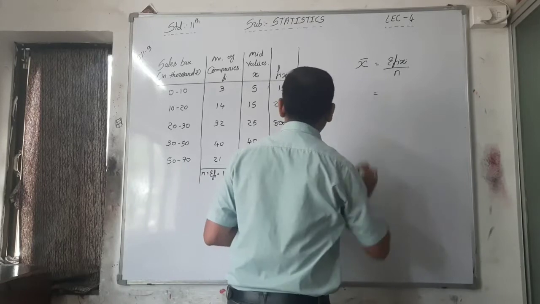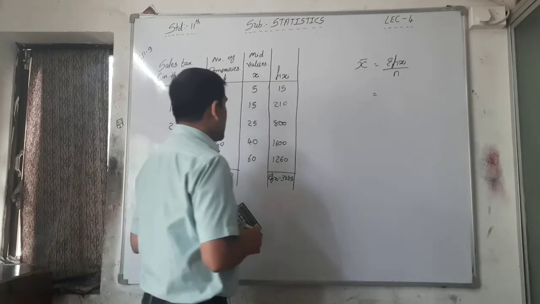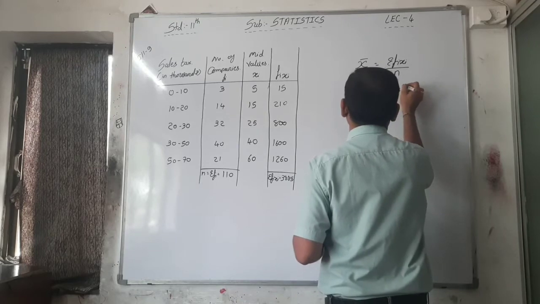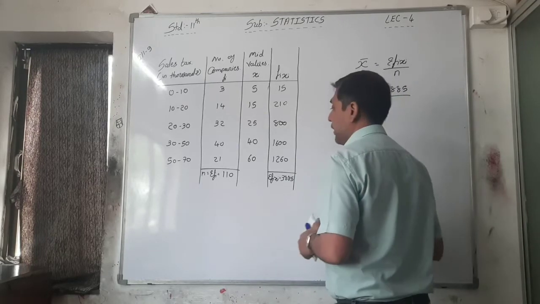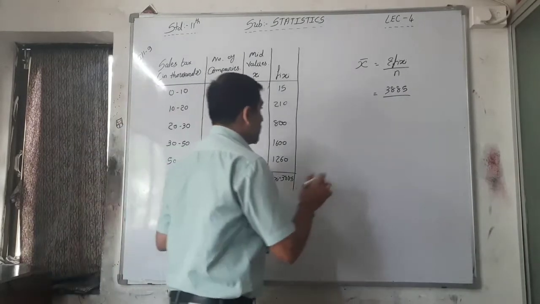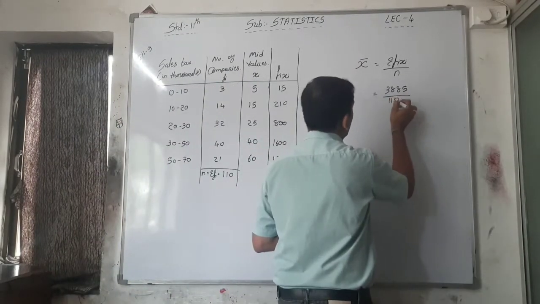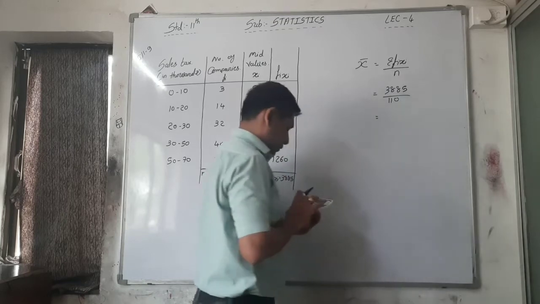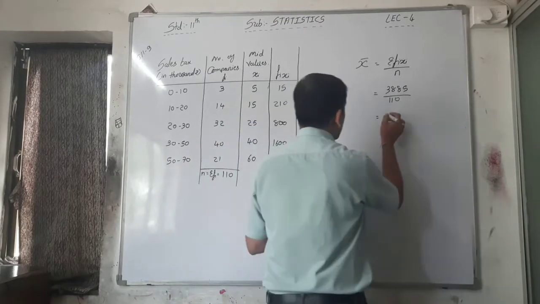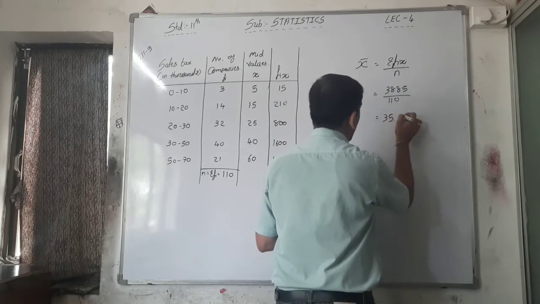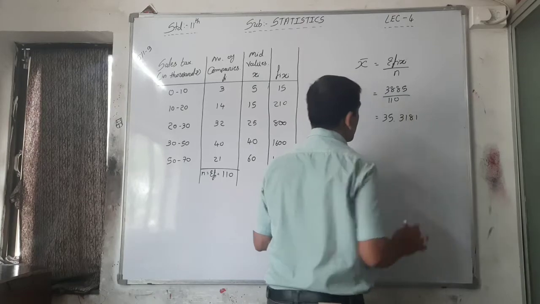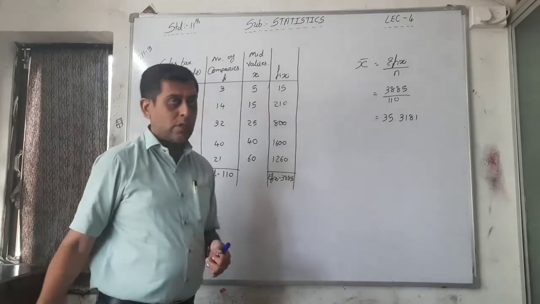Now put the value here. Sigma fi xi, that is 3885, divided by your n, that is 110. So what is the answer? See, this is the answer.